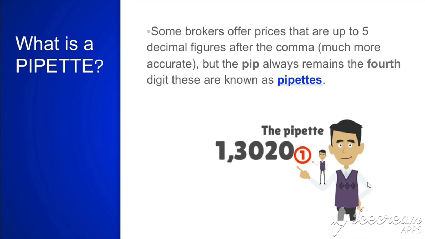But that's what you do with the pipette. Act like it doesn't exist. The one that you care about is the 4th decimal place.